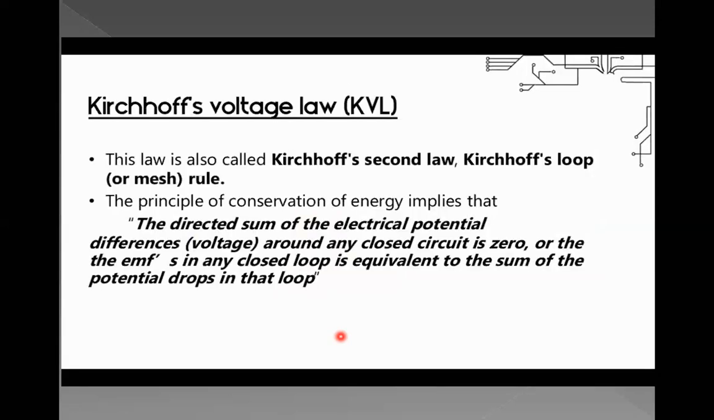This second law is called the voltage law. It can be called Kirchhoff's second law, Kirchhoff's loop or mesh law. That was the node or junction law. This is Kirchhoff's loop or mesh law. We have defined clearly what is mesh and what is loop. Mesh is nothing but different branches which form a closed path. So the principle of conservation of energy implies that the directed sum of the electrical potential differences, voltage, around any closed circuit is 0, or the EMFs in any closed loop is equivalent to the sum of potential drops in that loop.